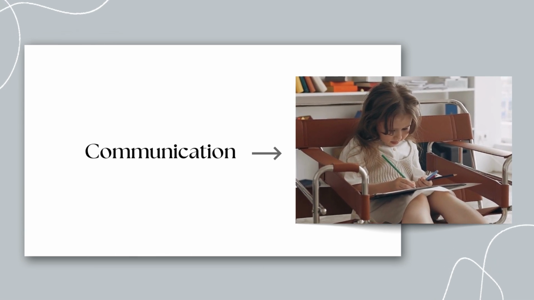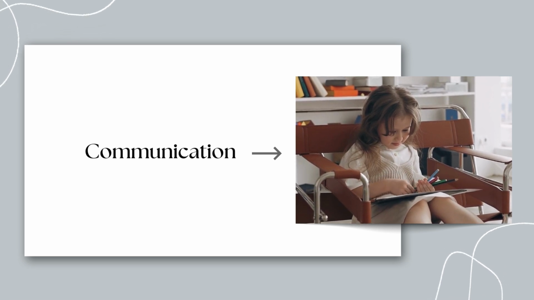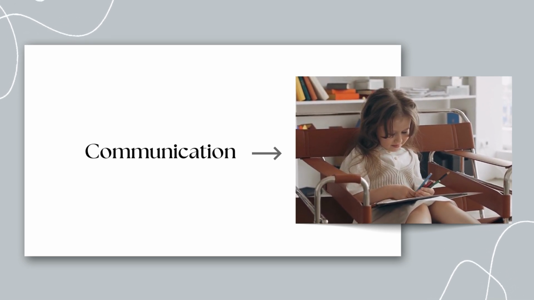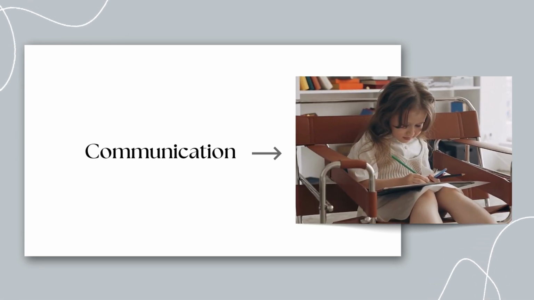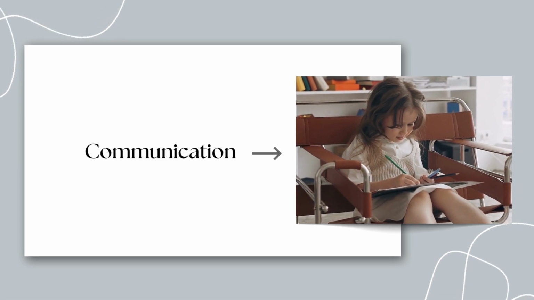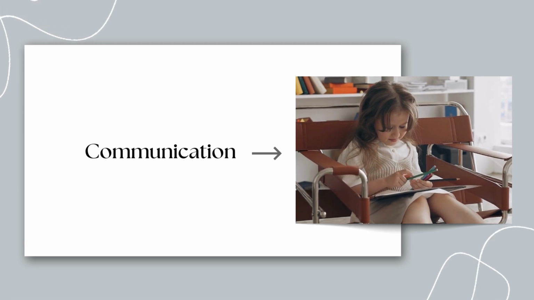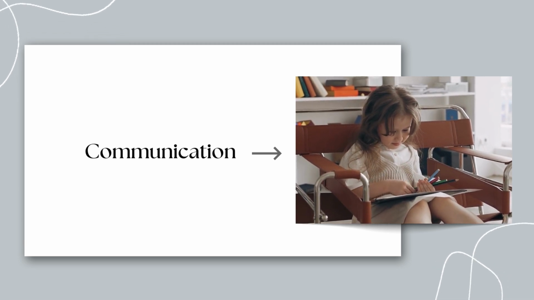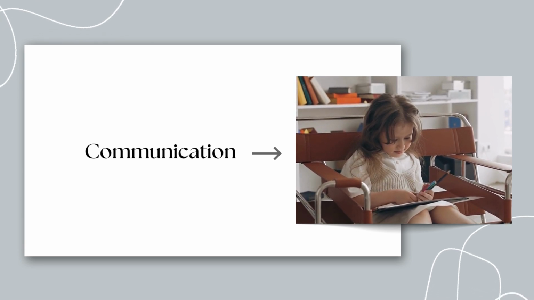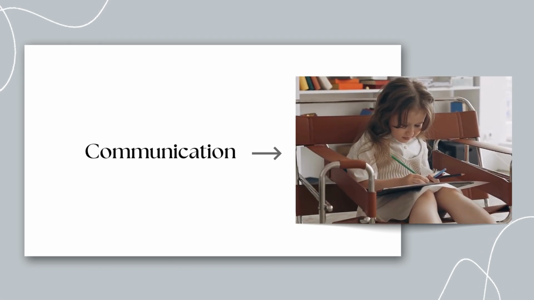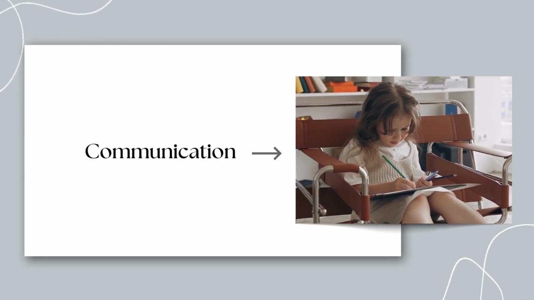Communication difficulties are a hallmark of autism. Some autistic children may be nonverbal, while others may develop language but struggle with the meaning and expression of communication. For example, a child might repeat words or phrases they hear without understanding their meaning. They might also have trouble initiating or sustaining a conversation, sticking to rigid topics that interest them rather than engaging in a typical back and forth dialogue.